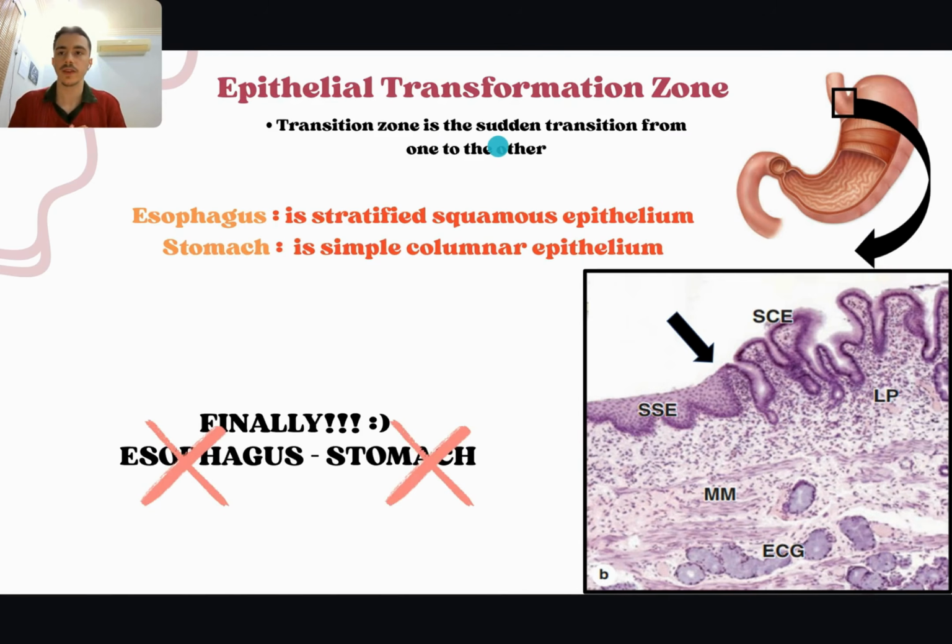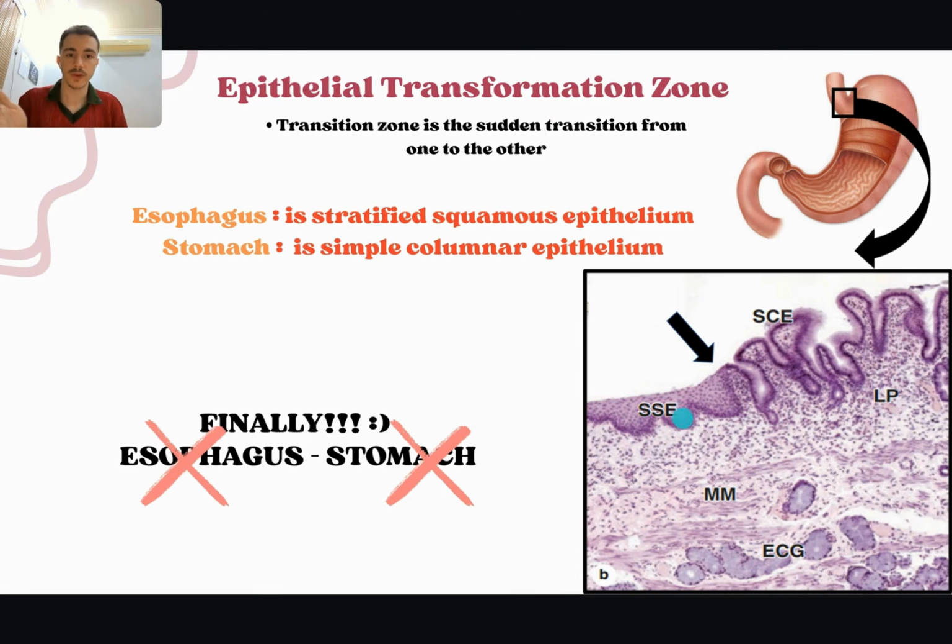The last thing before we finish, the epithelium transformation zone. What is the transformation zone? The transformation zone is a sudden change of the epithelium directly from one type to another. As you can see here, this one is simple squamous epithelium, and this is simple columnar epithelium. Literally, suddenly it changed from squamous to columnar. That's why we call it the transformation zone.